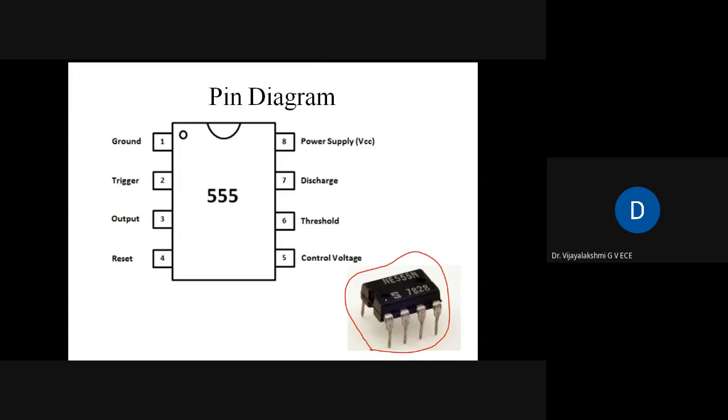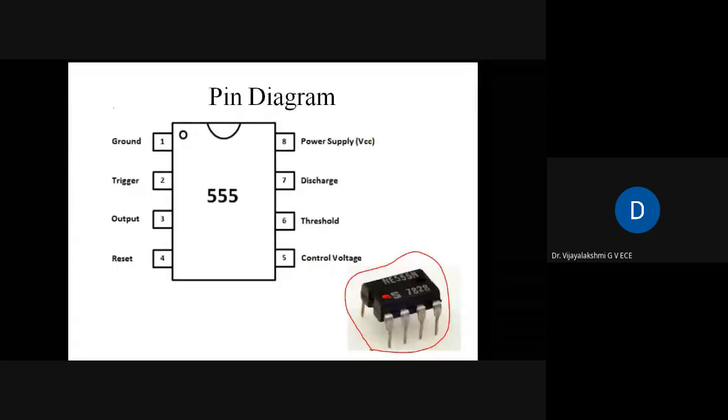Here you can see you have a notch. The importance of the notch is that the first pin starts from the notch. So this is your first pin, the ground pin, and this is the second pin, we call it the trigger pin. Third pin is the output. Fourth is the reset. 8 is the power supply. 7 is the discharge. Sixth pin is the threshold, and fifth is the control voltage. Let us see what is the importance of all these pins.